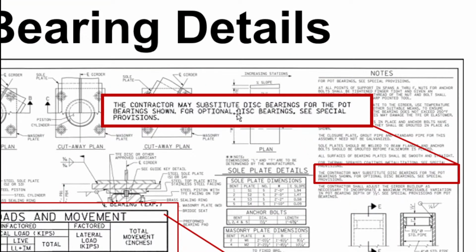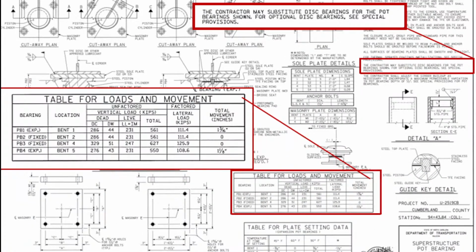So next important thing according to this author is we have here: the contractor may substitute this bearing for the pot bearings shown. So pot bearings and these bearings are two of the most used types of bearing. For optional bearing, see special provision. What else? What do we have? So then here, this box. What do you mean by that box?